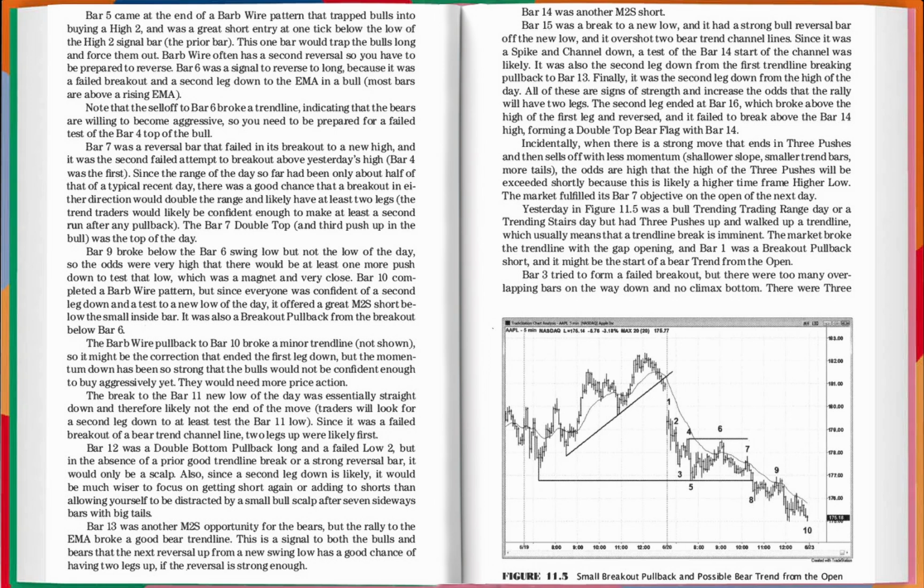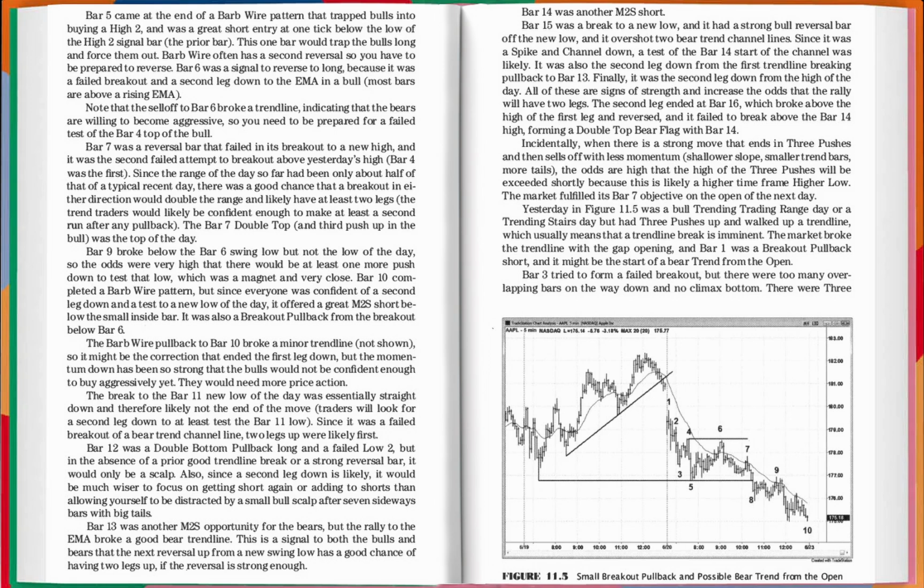Since it was a spike and channel down, a test of the bar 14 start of the channel was likely. It was also the second leg down from the first trend line breaking pullback to bar 13. Finally, it was the second leg down from the high of the day. All of these are signs of strength and increase the odds that the rally will have 2 legs. The second leg ended at bar 16, which broke above the high of the first leg and reversed, and it failed to break above the bar 14 high, forming a double top bear flag with bar 14.